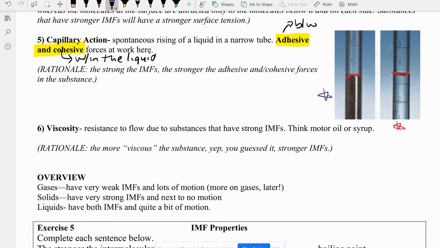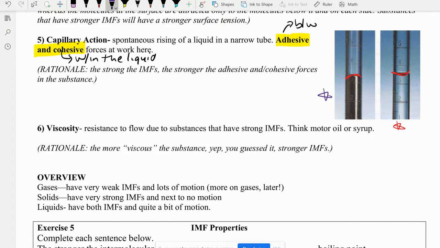And that's because it looks like this substance is probably mercury or something. It's liquid mercury, it appears to be. And the meniscus here means that the mercury molecules themselves are more attracted to each other than the mercury molecules being attracted to the glass. And so you get that kind of concave effect. The stronger the IMF, the stronger the adhesive and cohesive forces.